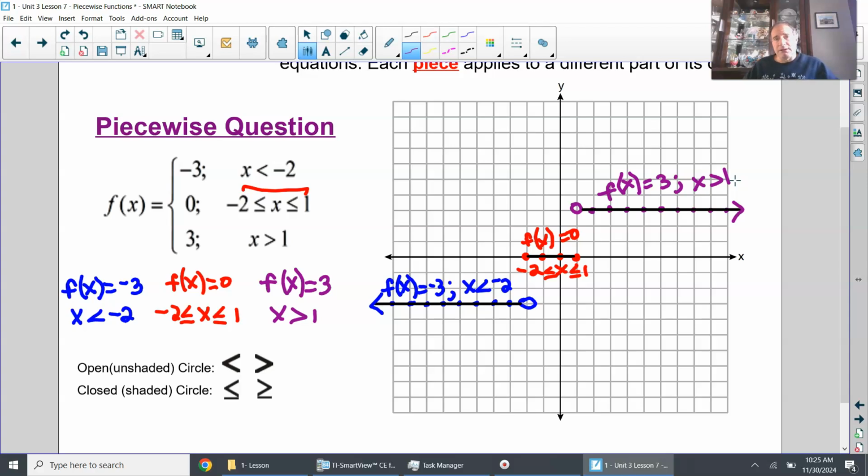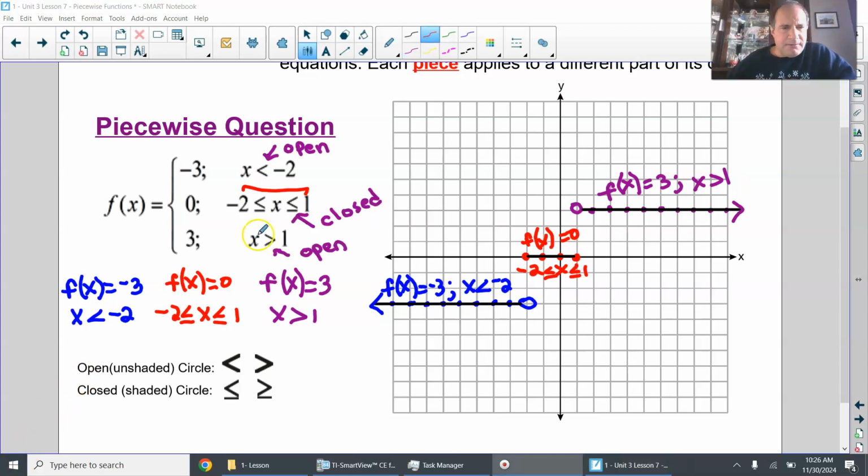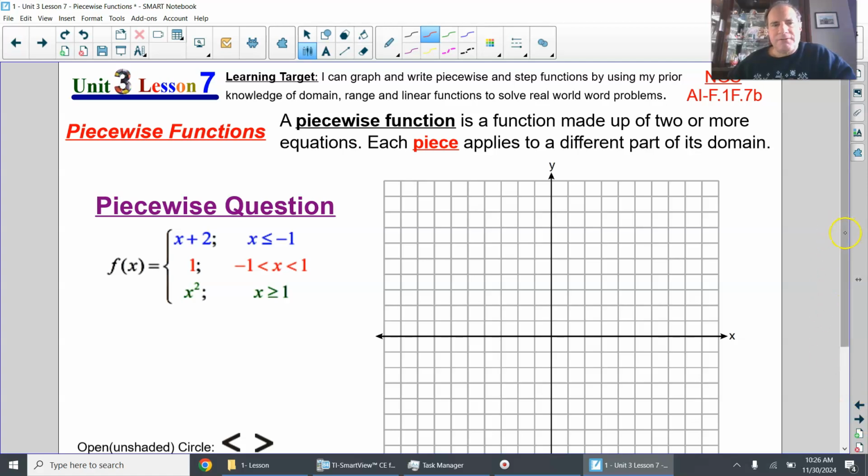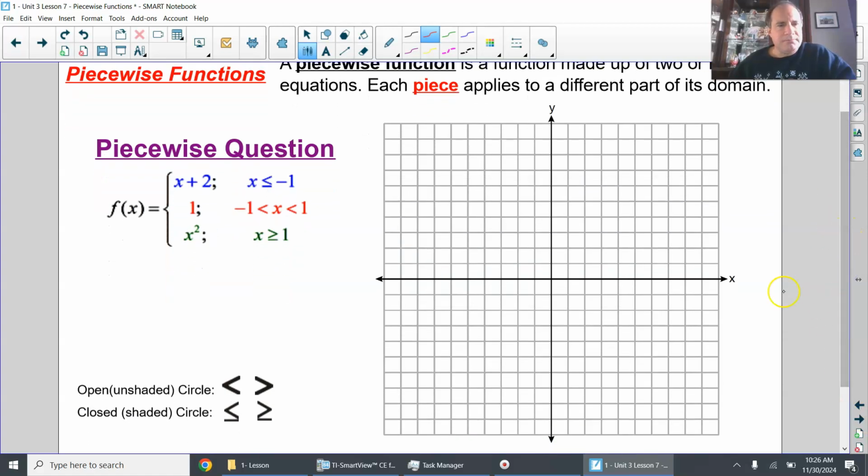And that right there is a piecewise function with 3 pieces. I put a little bit of notes here because I wanted to make sure you knew why we have an open circle versus a closed circle, and that's about it. All right, piecewise functions, here we go, 3 more.